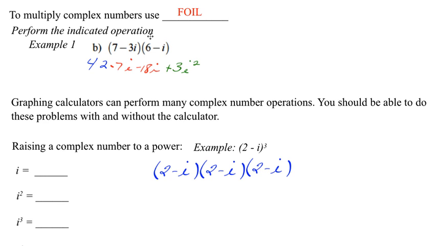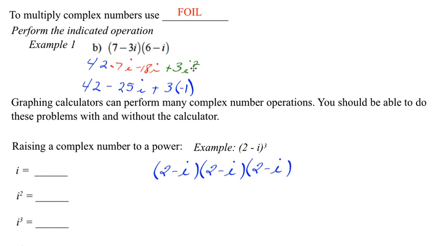Our outer terms right here are 7 times -1i, which is -7i. Our inner terms are -3i times 6, which is -18i. And our last terms are -3i times -i, which is +3i squared. Now we can simplify this 3i squared, and we can simplify the -7i and -18i. The 42 stays here. These two combine to give me -25i.